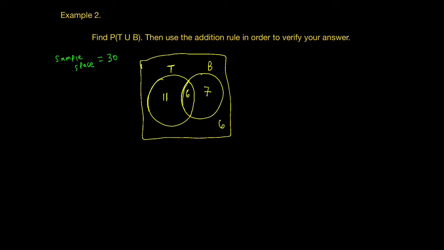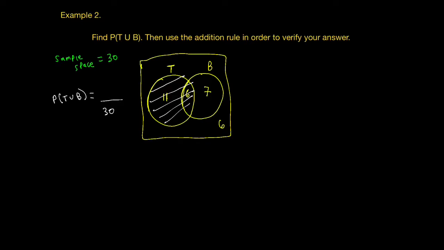Okay, so now we can find the probability of t or b. So the probability of t or b, we know that that's going to get divided by 30. So now let's find the numerator by first counting all of the possibilities for t.